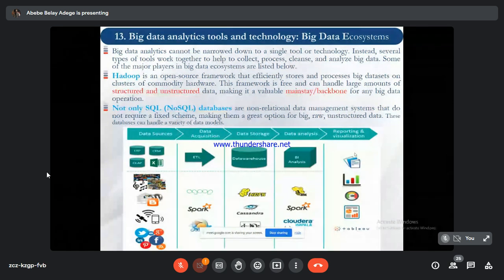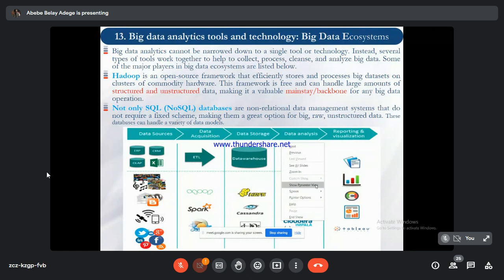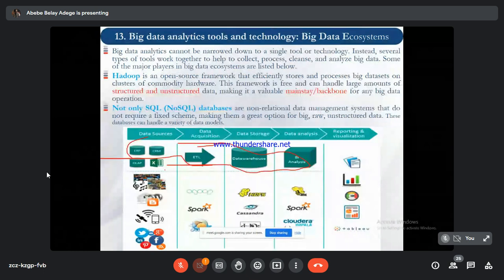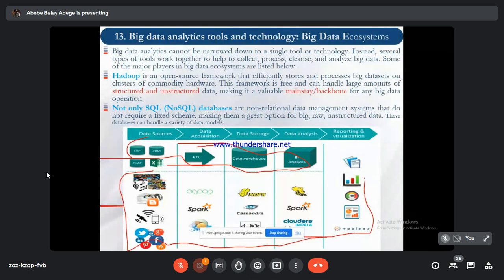As you see from the graph, let me show you. Here you see the structural form can be used from the top, the warehouse, business analyst, and so on. But the bottom one is the big data one, which is a flat data set. It is very difficult to manage such type of data.